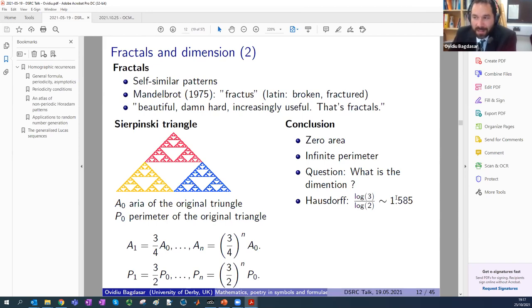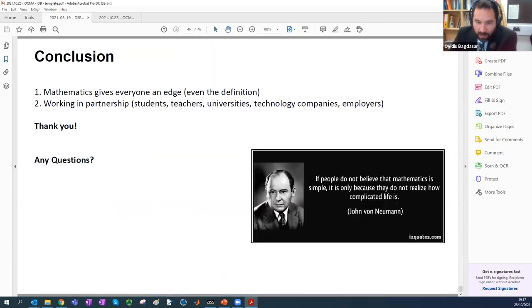So I think mathematics gives you the language in which to explore lots of interesting things. And also it gives you an edge in terms of employability. And yes, I'm a big advocate of working in partnership between students, academia, and industry. And I think this is the end of my talk.